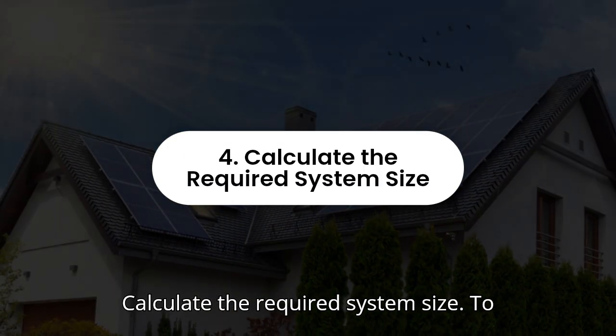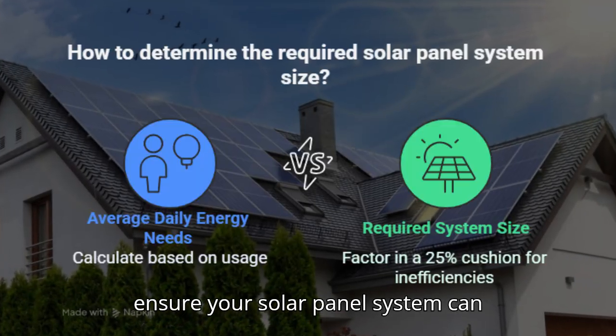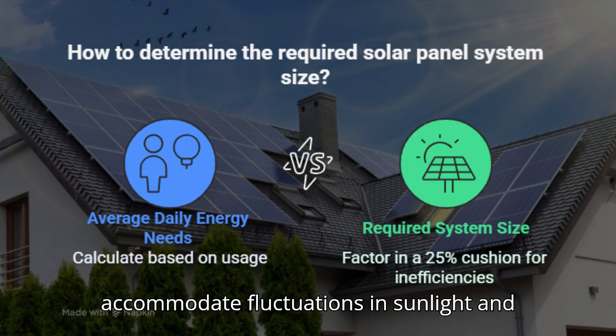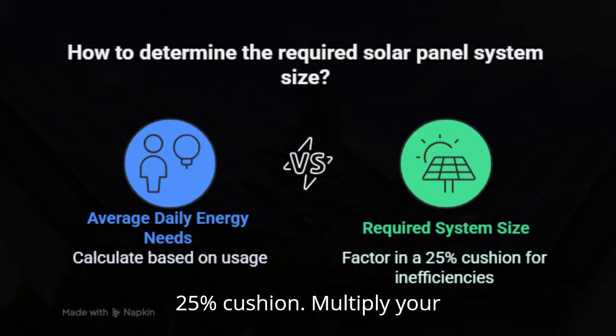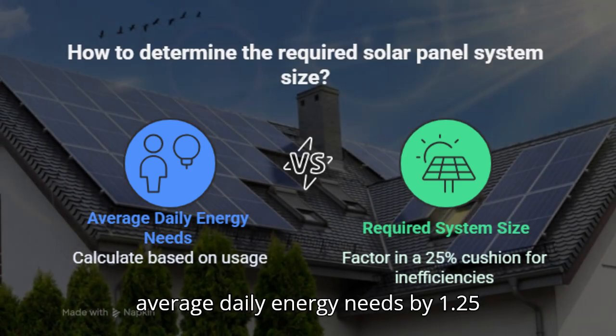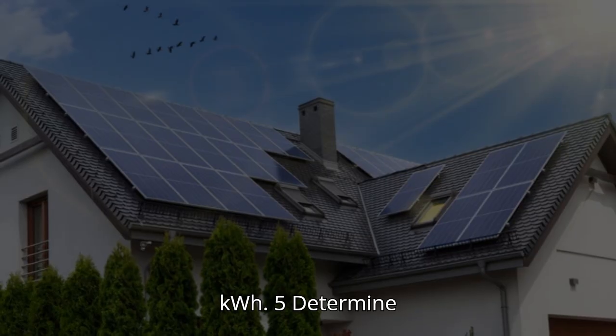4. Calculate the required system size. To ensure your solar panel system can accommodate fluctuations in sunlight and inefficiencies, factor in a 25% cushion. Multiply your average daily energy needs by 1.25 to determine the required system size in kWh.